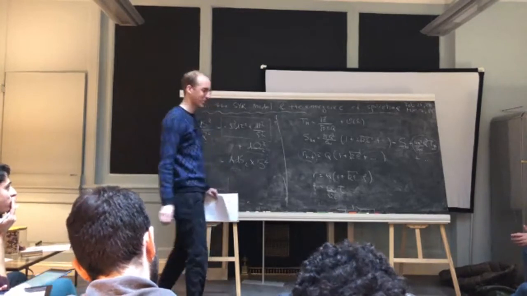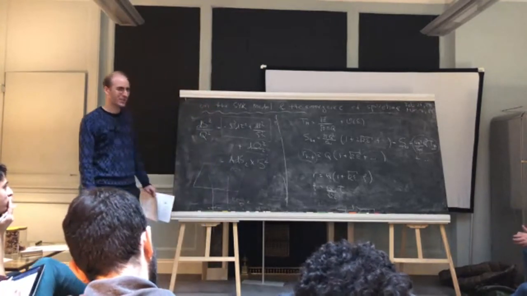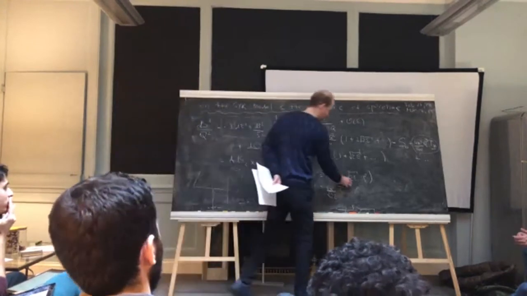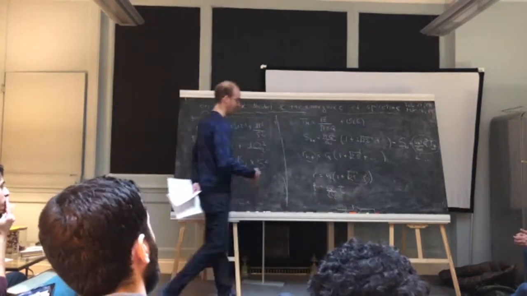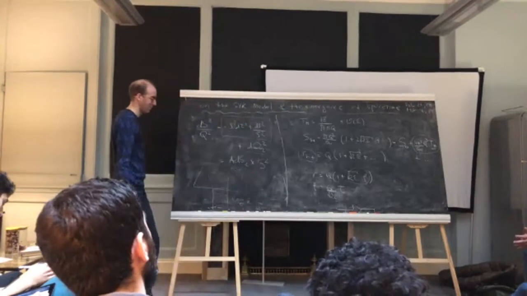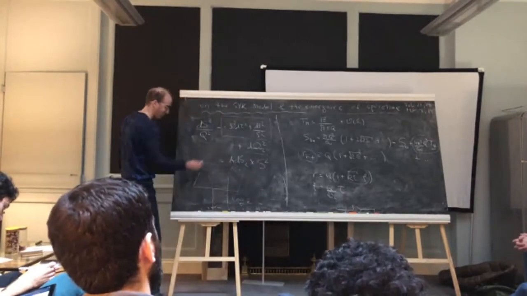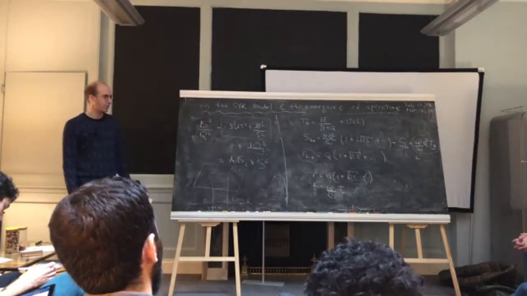Yeah, there will be corrections, higher orders in epsilon. And eventually this will break down, right? When this term becomes of order one, then this breaks down, and eventually you get to this asymptotic region of flat space.